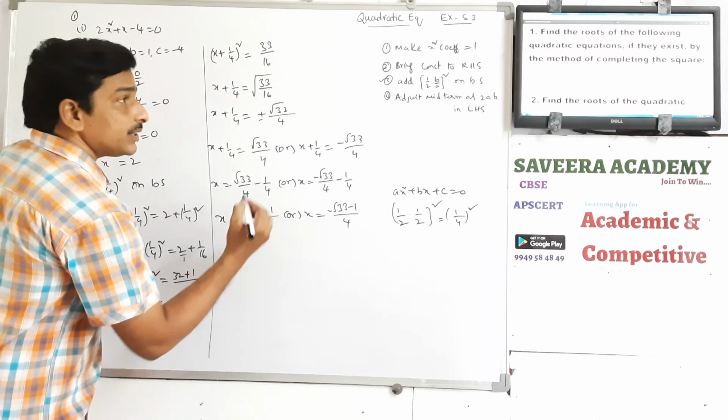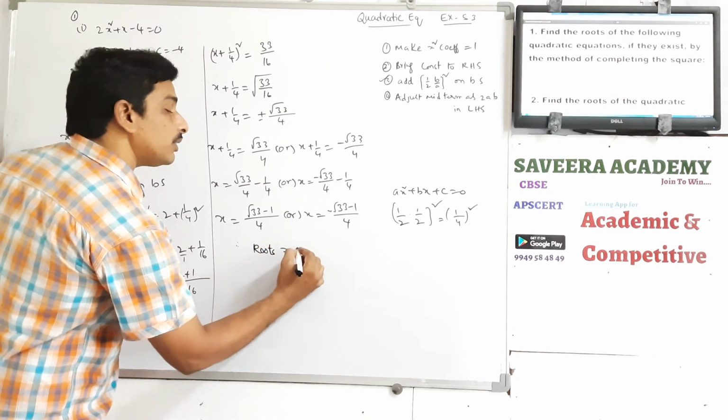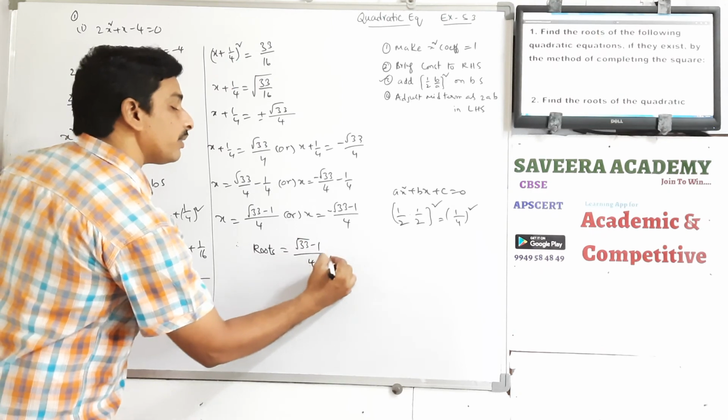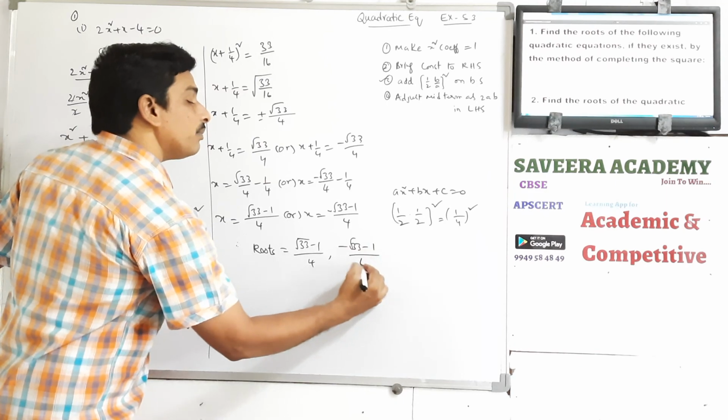Therefore the solution set, the roots, can be written as: roots are equal to root 33 minus 1 by 4, comma, minus root 33 minus 1 by 4.